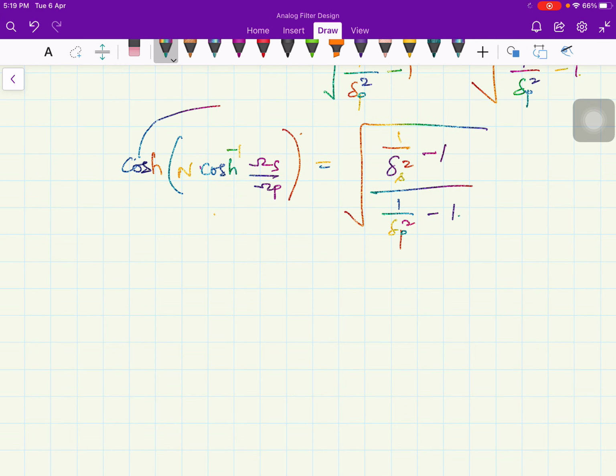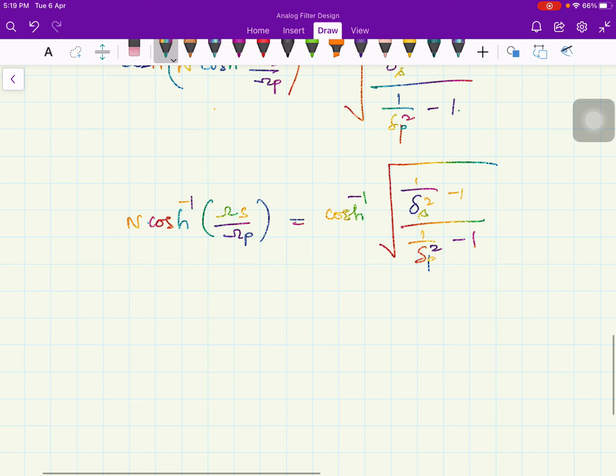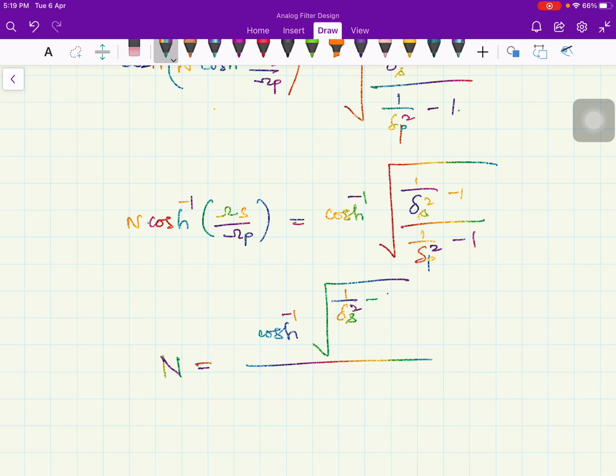Okay, now take this cosh to the right hand side. So, n cosh inverse of omega s by omega p is equal to cosh inverse of square root of (1 by delta a square minus 1) divided by (1 by delta p squared minus 1). If we simplify this, then n is equal to the numerator cosh inverse of square root of (1 by delta a square minus 1) divided by (1 by delta p squared minus 1), and in the denominator, cosh inverse of omega s by omega p.